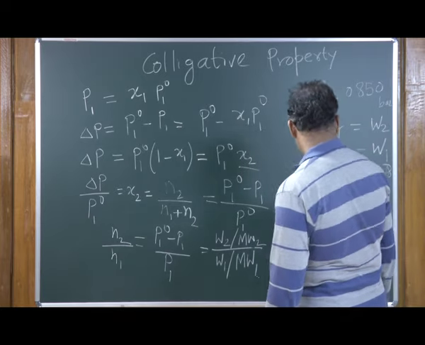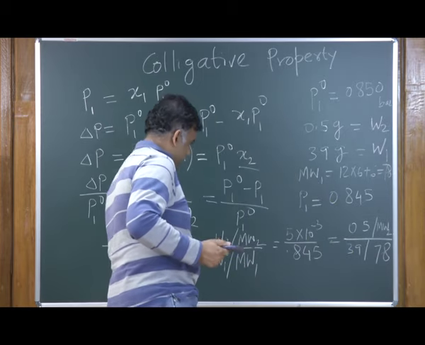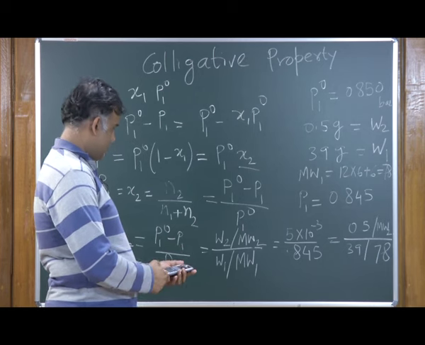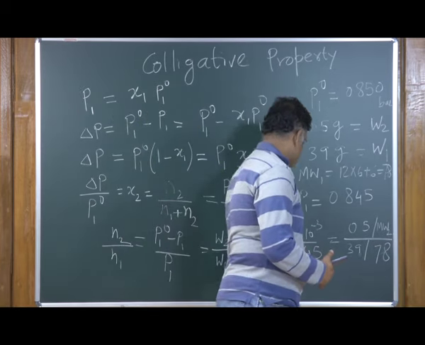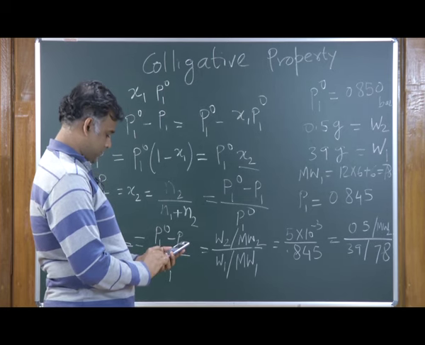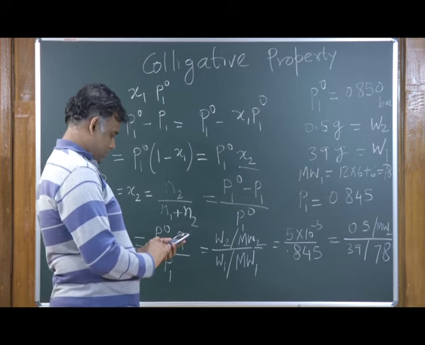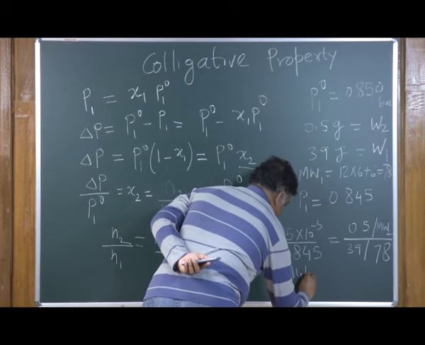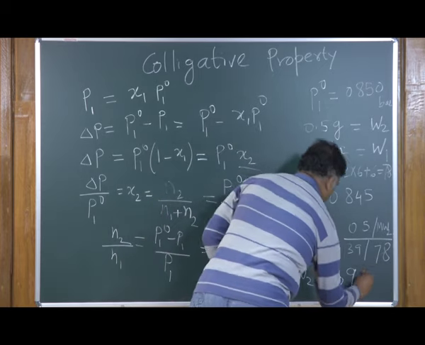So, I can calculate the molecular weight of the solute now easily using this formula. I am going to take molecular weight to the other side and bring all the information to this side. So, I am going to get 0.845 divided by 0.005, and that is going to give me the molecular weight. So, the molecular weight of unknown solute is simply 169 gram per mole.